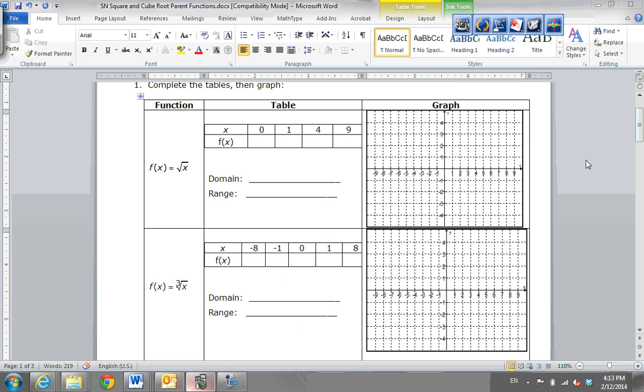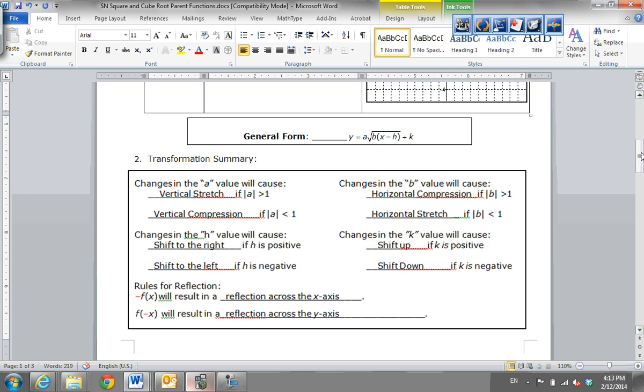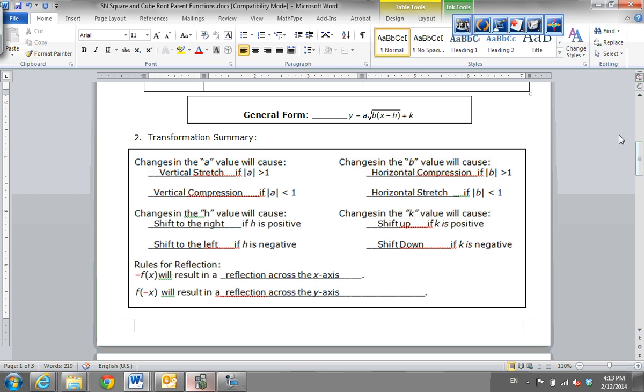We're going to be using our transformation rules. Our transformation rules are right here, so go ahead and pause it, and I'm going to talk about it. Okay, our general form. This is what everything's based off of for square root and cube root. So anytime a is a big number, and we're talking about the absolute value, so take away the negative, so 5, 10, 14, 27, 32, whatever, it's a vertical stretch. If it's a fraction, so 1/5, 1/7, whatever, then it's a compression.